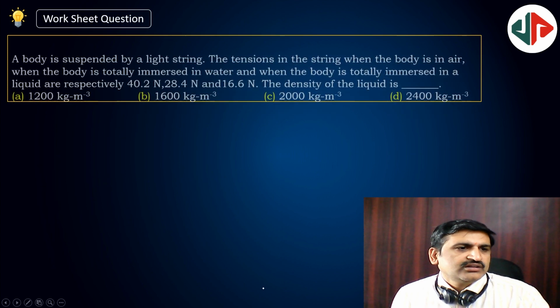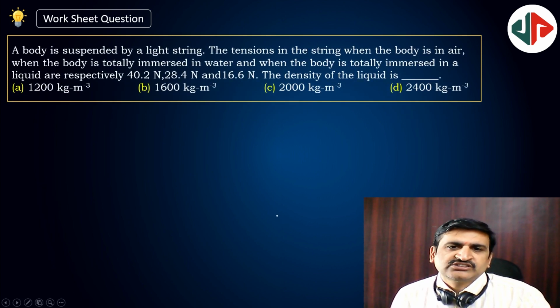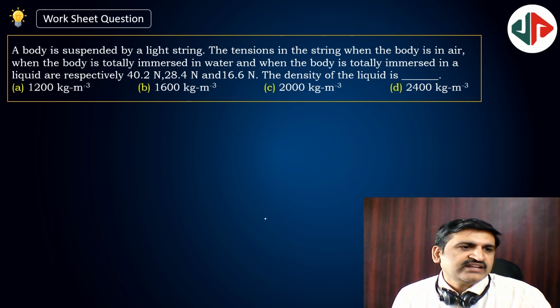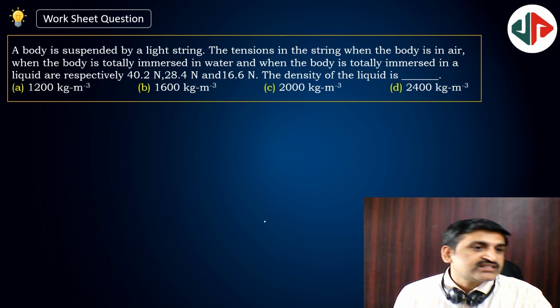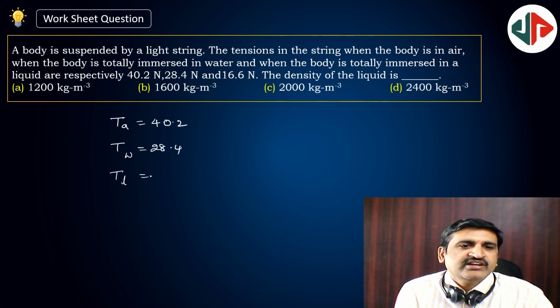Next. A body is suspended by a light string. The tension in the string when the body is in air is 40.2, when the body is totally immersed in water is 28.4, and when the body is totally immersed in a liquid is 16.6. Nothing but we can call it as weight in air, weight in water, weight in liquid.